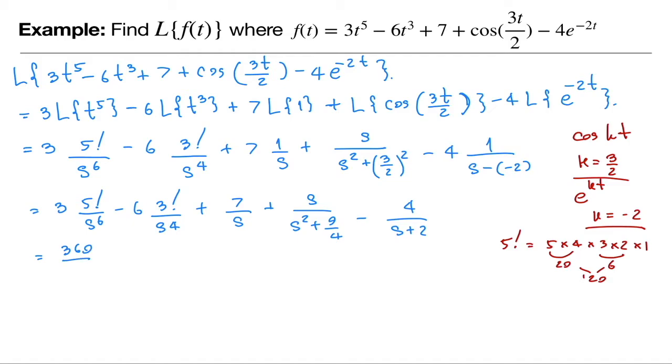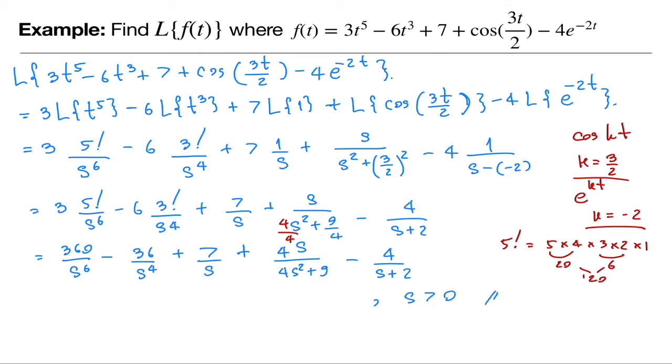360 over s to the 6, minus 36 divided by s to the 4, plus 7 divided by s, plus s divided by... here we need to multiply it by 4 and 4. So we have 4s squared plus 9, and then you have 4 here, minus 4 divided by s plus 2, and that is when s is bigger than 0. Okay, that's when s is bigger than 0.